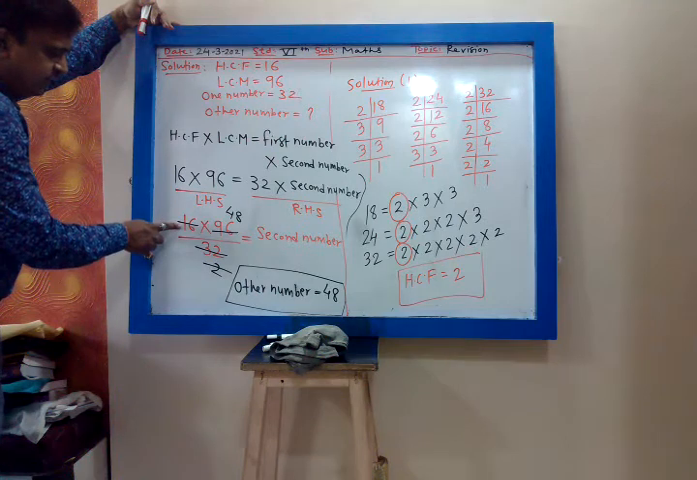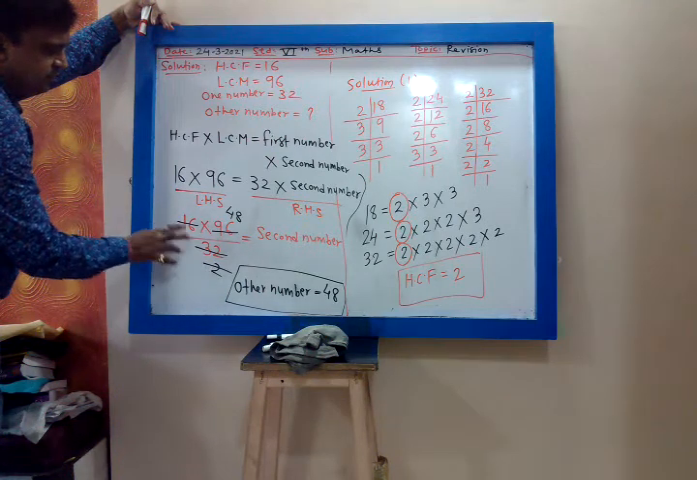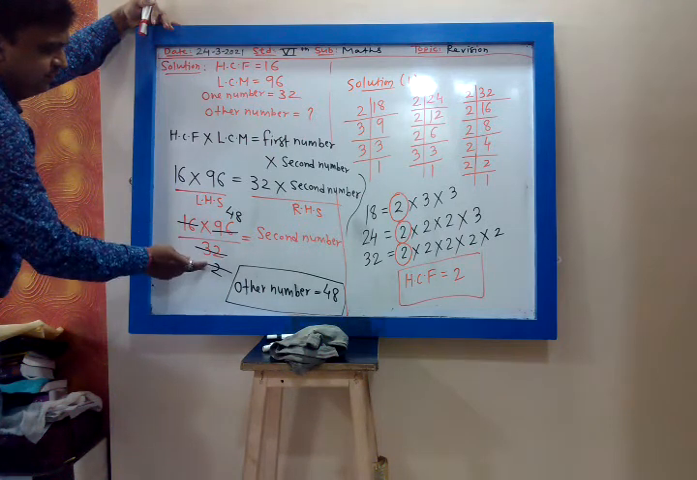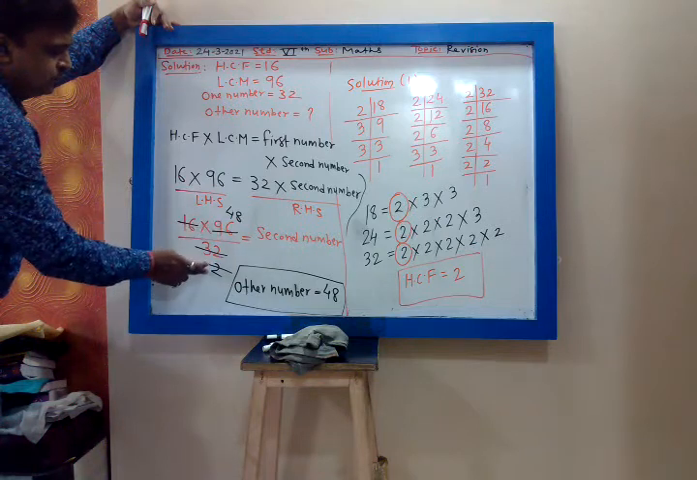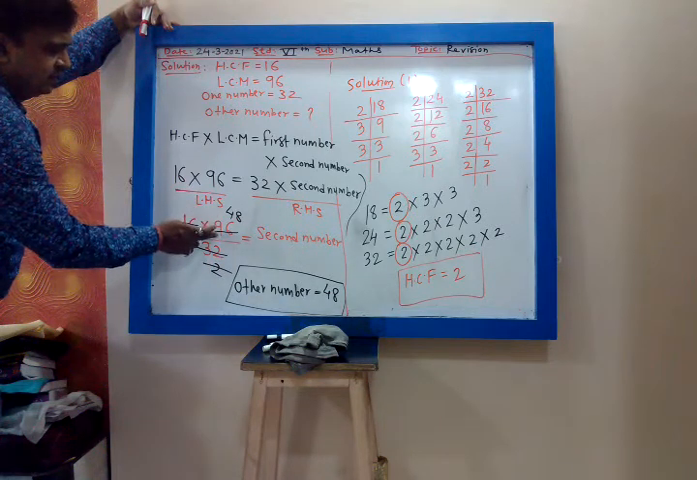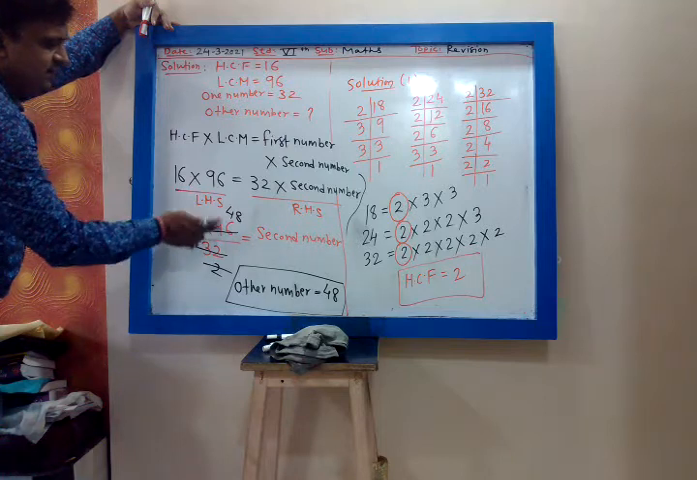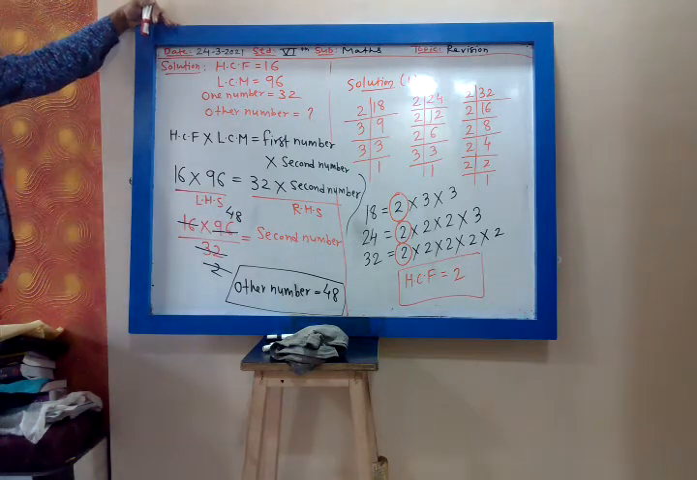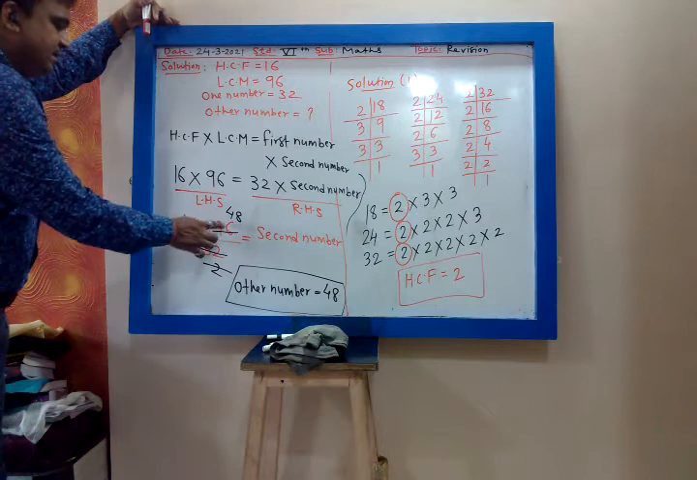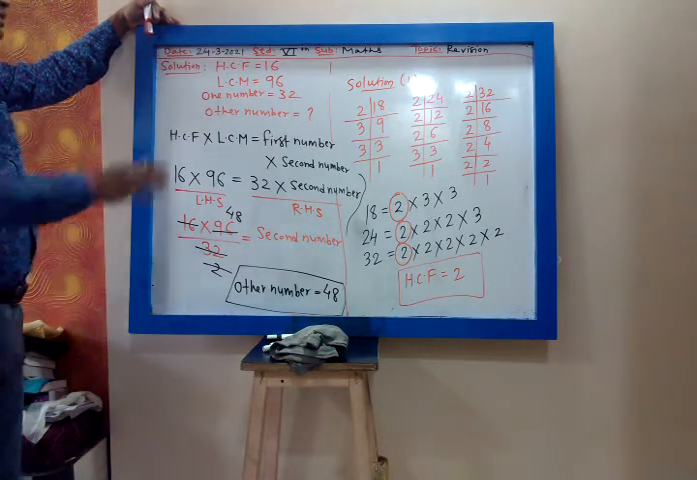16 into 32, 2. Then 2 and 96, 2 fours are 8, 9 minus 8 is 1, 16, 2 eights are 16. So the second number is 48. You can cancel 96 with 2. That is 48.